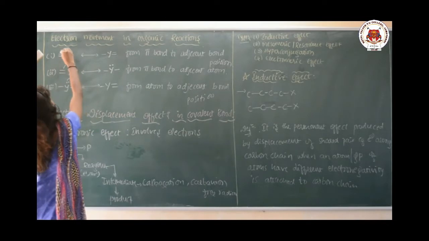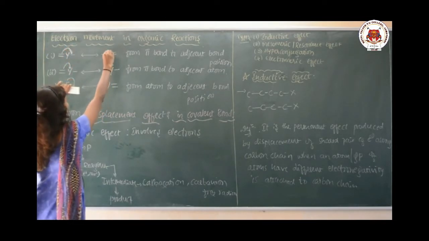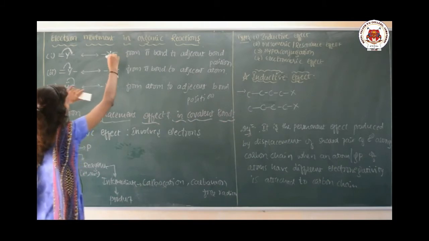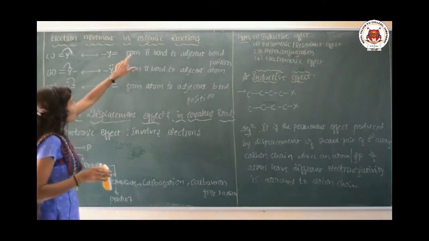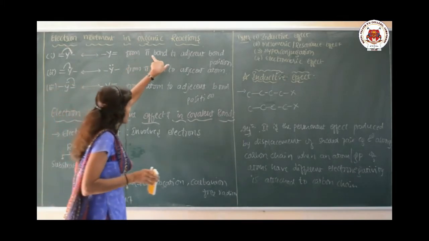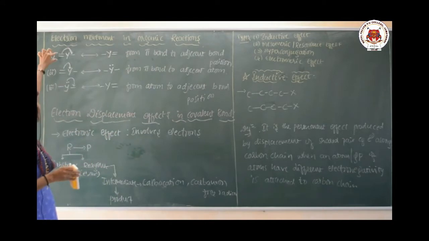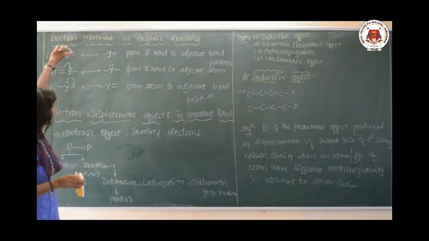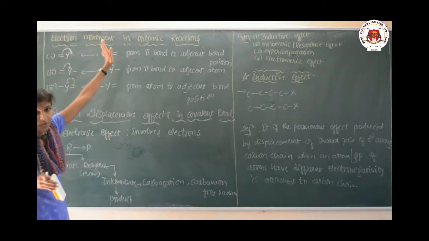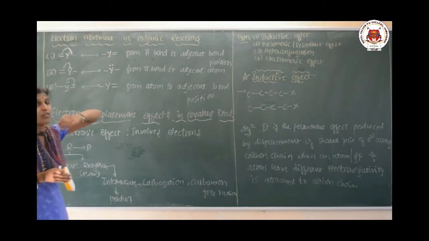So, when this bond is shifted here, what happens? This will be a single bond. Why? As it was a double bond here. So, what type of displacement is it? It is from a pi bond to the adjacent bond position. It means this is the pi bond, and it is shifted to the adjacent bond position. So, this is how the displacement takes place in the first case.